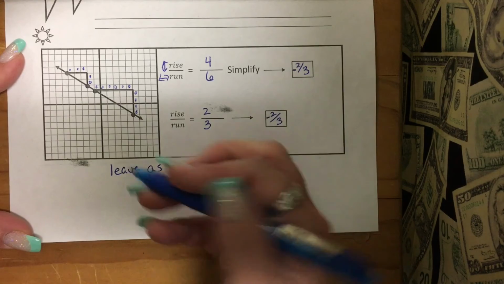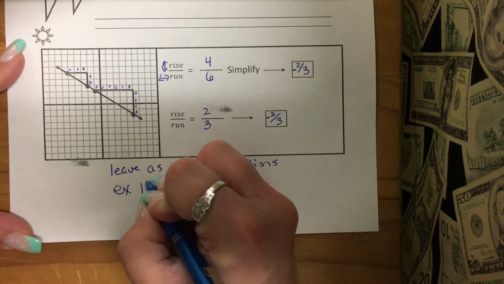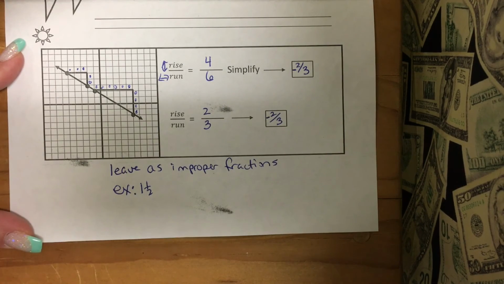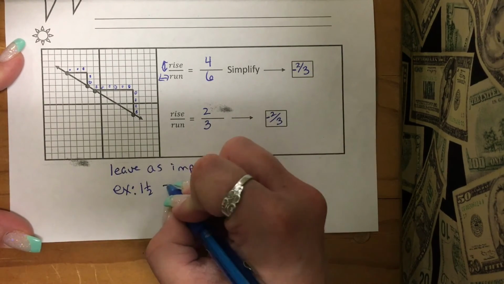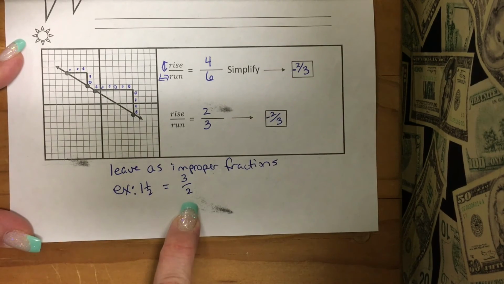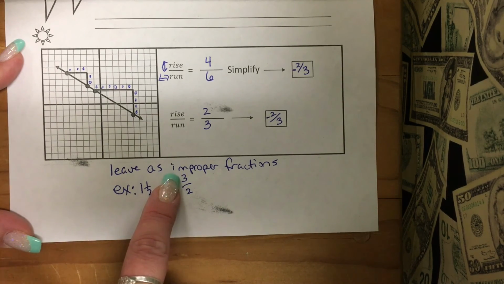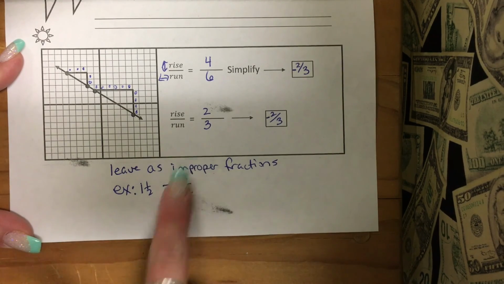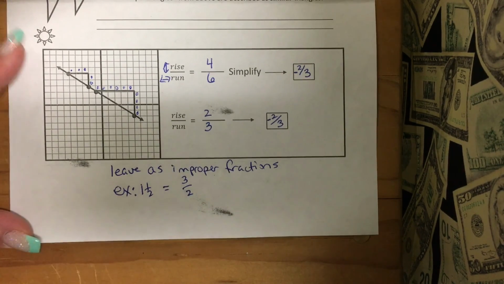Okay, so for example, if your answer is 1.5, you do not write the answer as 1.5. You're going to leave that as an improper fraction, 3/2. You're not going to write it as 1.5 either. You're going to write it as a fraction, because this is how we can count. We can count up 3 and over 2. So we have to leave it in fraction form to be able to find our slope.